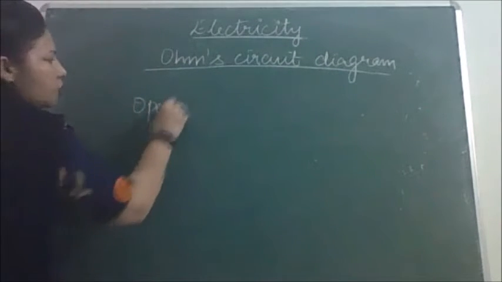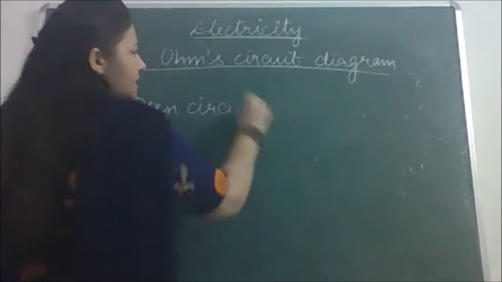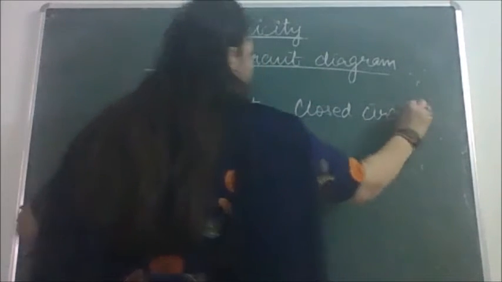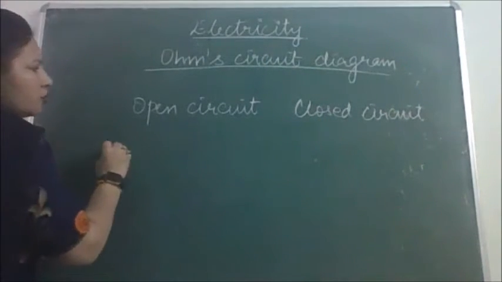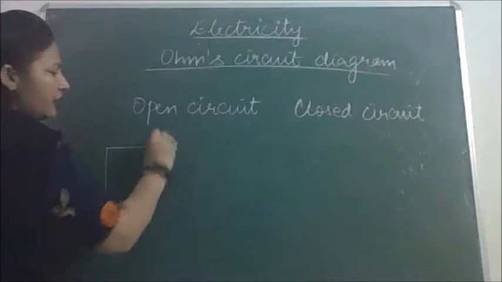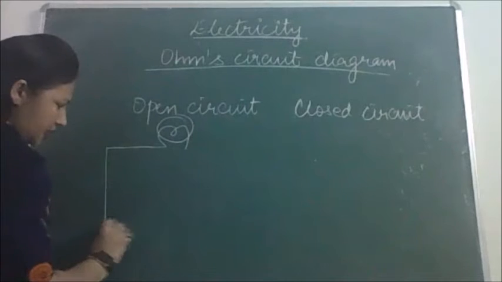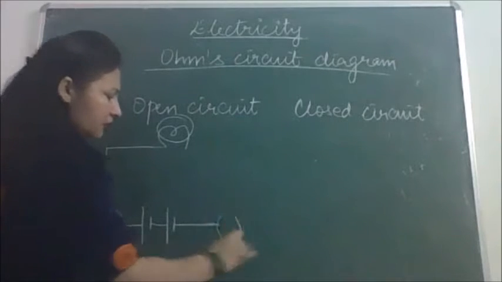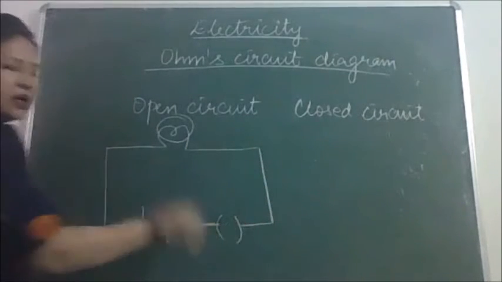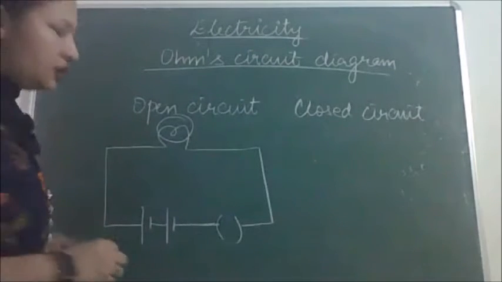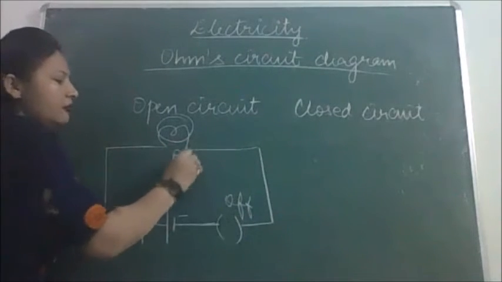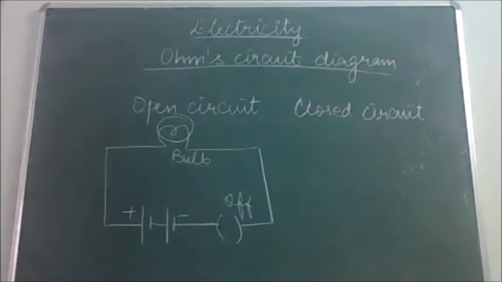There are two types of circuits, open circuit and closed circuit. The circuit that I showed you was an open circuit, right? A bulb was connected on the top, there was a battery here, and there was a key also. But the key was in the off position. If we didn't press it, the bulb was not glowing. So an open circuit is a circuit through which current doesn't flow.